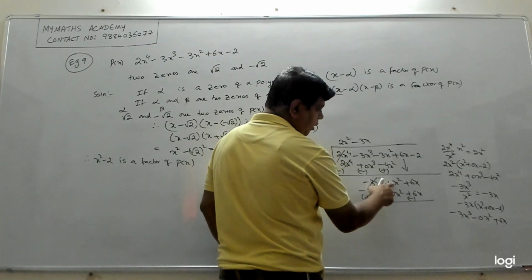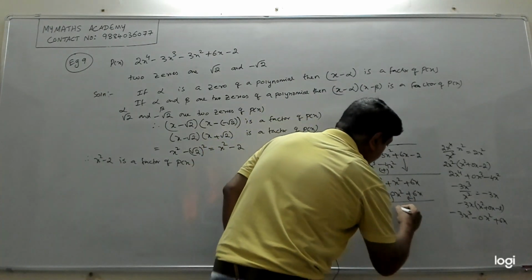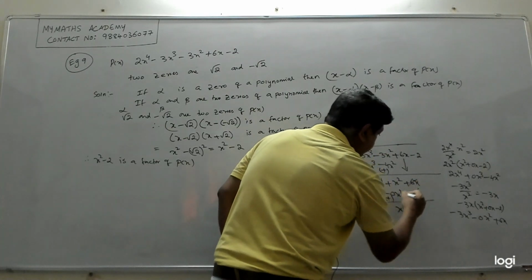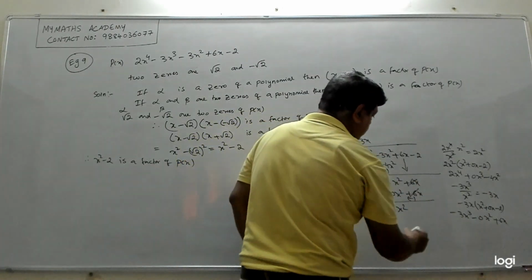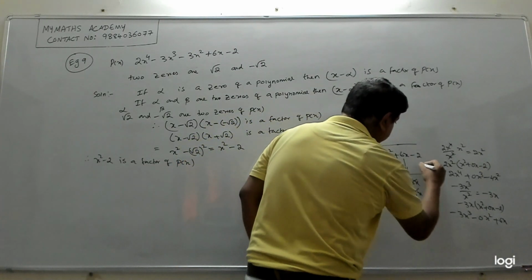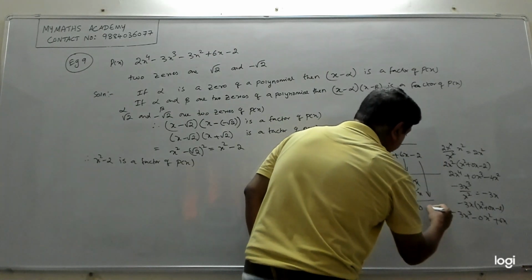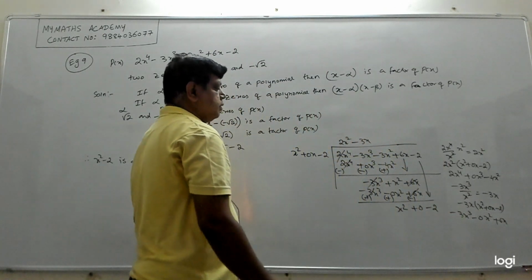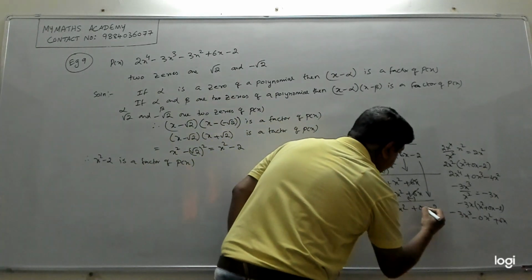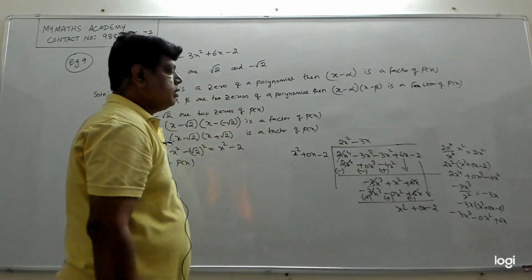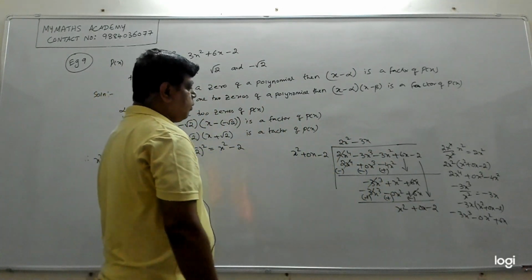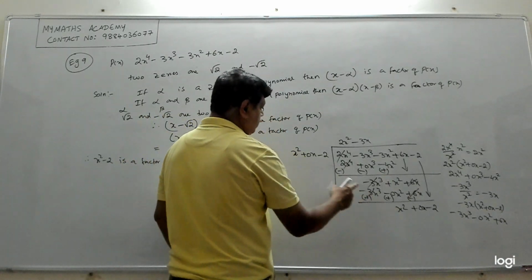Now this is x square, this is plus 0x square. 1x square plus 0x square is 1x square. Then these two also get cancelled. 6x and minus 6x, so it will become 0. Now bring this minus 2 down. You get minus 2. 0 means 0x. Right? 0 means 0x.